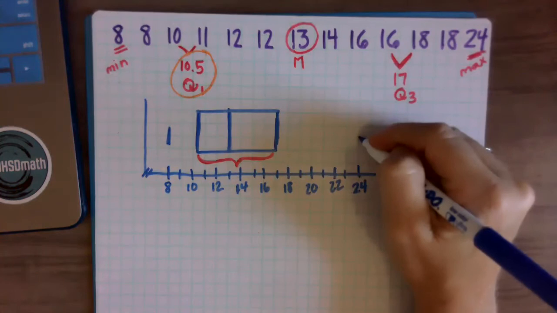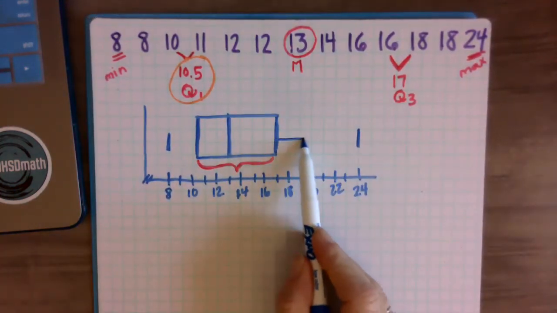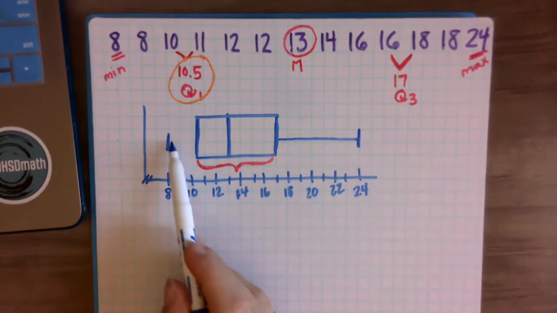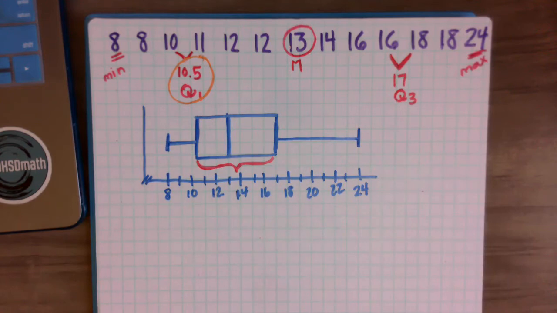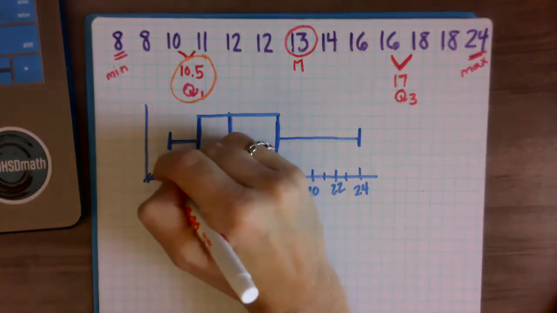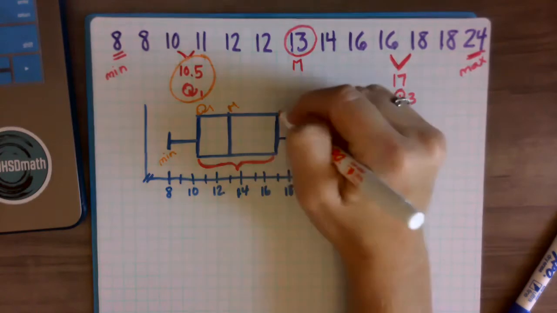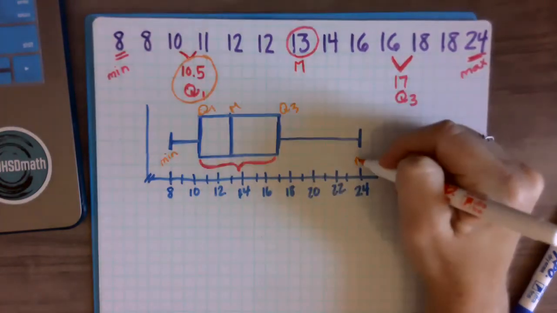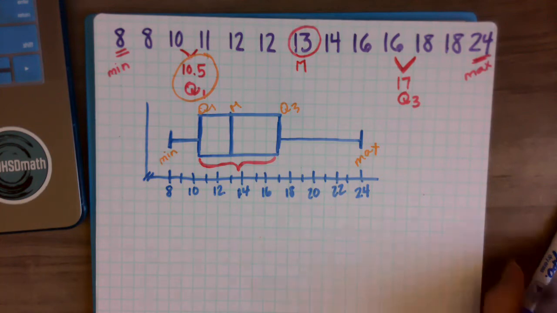And then last but not least, my maximum is out here. I will tell you, we may be adjusting this maximum in a second, and what we call the whiskers on it, but I'm going to put it here for now. That is what we call a box plot. So you have now on this box plot your minimum, your Q1, your median, your Q3, and your maximum value. That's how a box plot looks.